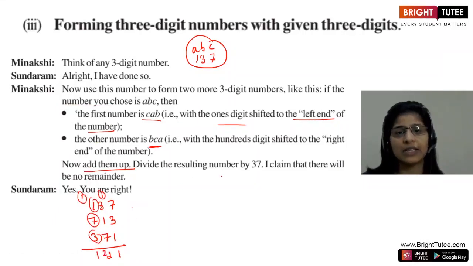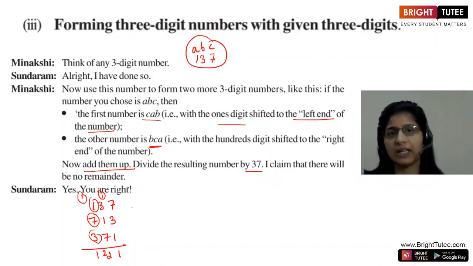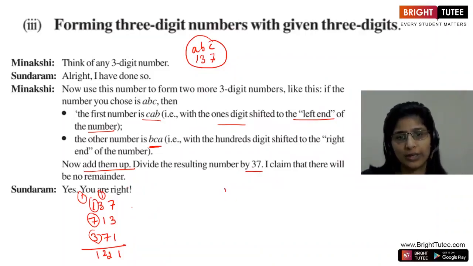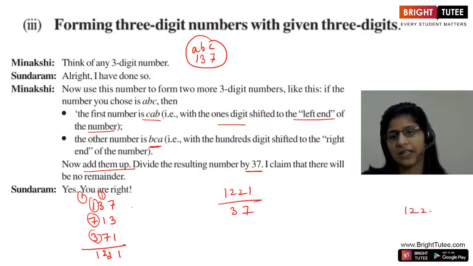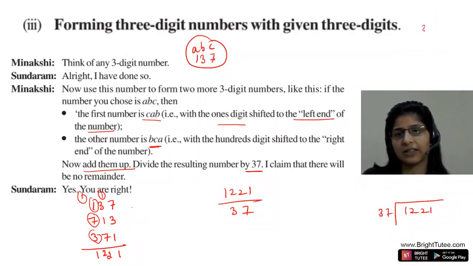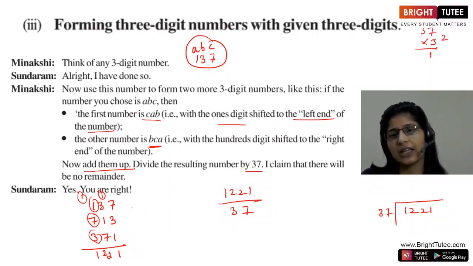Right. Now they are saying that you have to divide it by 37, so there won't be any remainder. So 1221 and division by 37. So let us divide it by 37. Let us try. 37 3s are 3 7s are 21, 3 3s are 9, and 10, 11. We get 111. Yes, so at 3 we have 111.